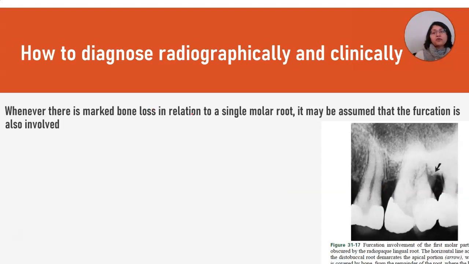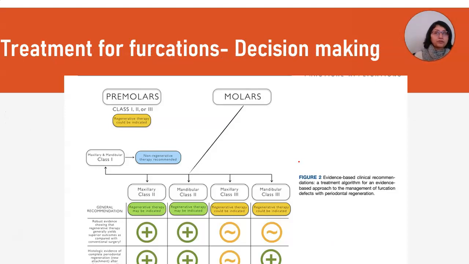Whenever there is marked bone loss in relation to a single molar root, it may be assumed furcation is also involved. Now you see here, again, this is the bone loss. First molar, right? And here you can see how much bone loss is happening. Usually in such cases, do look for furcation involvement. Whenever there is marked bone loss, definitely there is something happening. There could be a furcation involvement. It could be not, but it's always good to check and look for those signs.